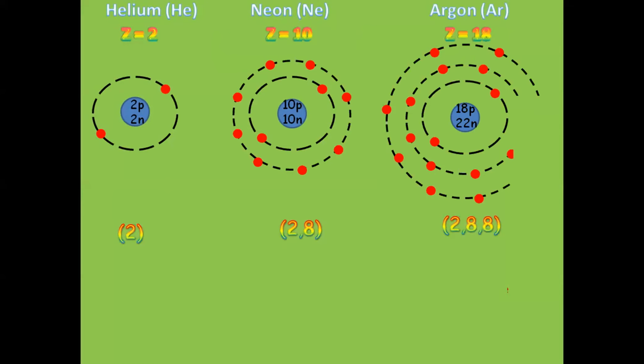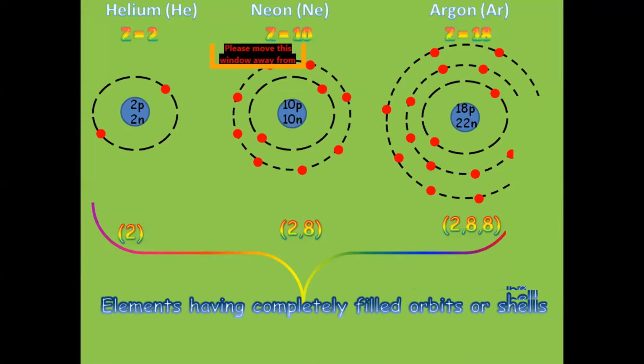Now from these three examples, helium, neon and argon, we have seen that they have already achieved their duplet and octet state. So they are completely stable. They are not in need of any electrons. So elements having completely filled orbits or shells are called free state or stable state, or inert gases or noble gases.